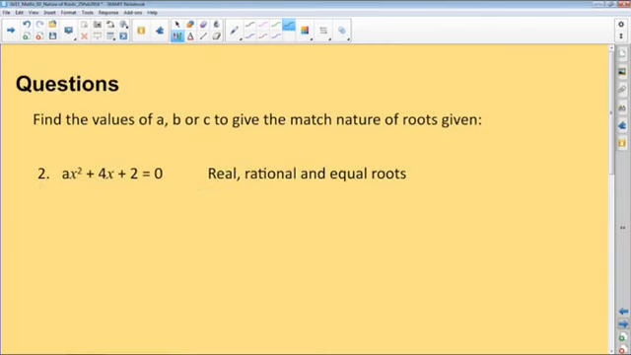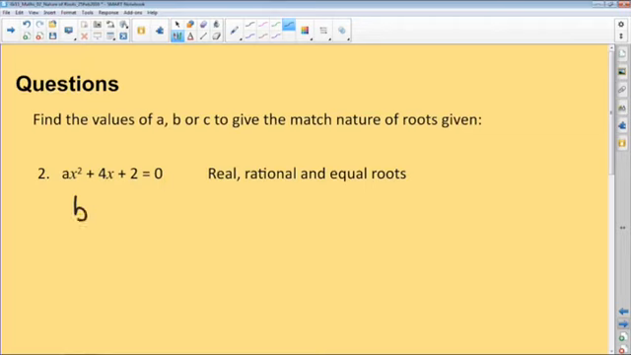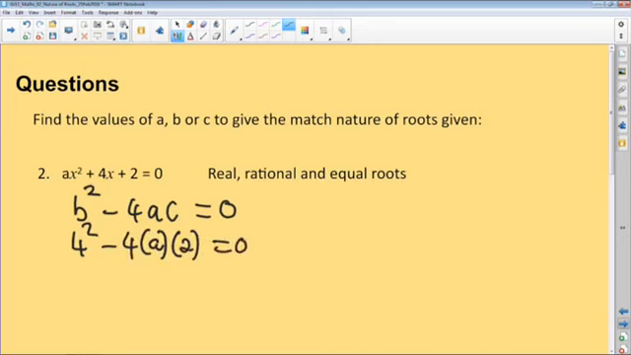Okay, ax squared plus 4x plus 2, you need real, rational, and equal roots. So it's still one and the same question, but in this case, we're working out what a is. Now remember, you'll have your b squared minus 4ac equals 0. So you've got your b, it's 4 squared minus 4, a is a, and c is 2, equals 0. And then this is 16 minus 8a is 0. Then you take the 8 across, divide by 8 throughout, you get 2 is a.